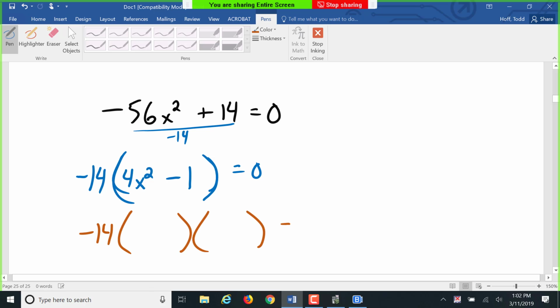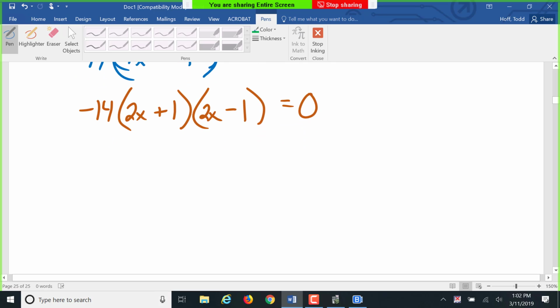Now, of course, we recognize that as a difference of perfect squares. So 4x squared, what's the square root of that? 2x. We got 2x and 2x. Of course, the square root of 1 is 1, so we have plus 1 and minus 1. Can negative 14 ever equal 0? No, we're not going to worry about that one. 2x plus 1 can equal 0, however, or 2x minus 1 can equal 0.